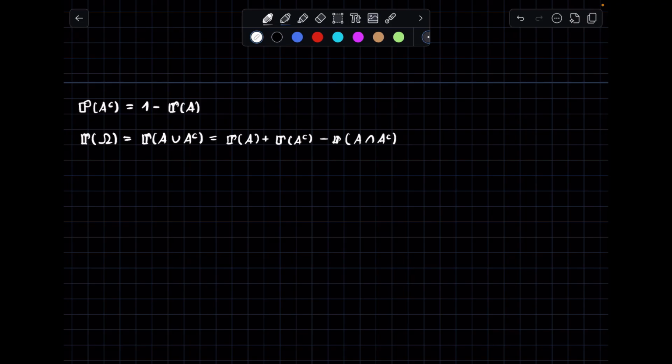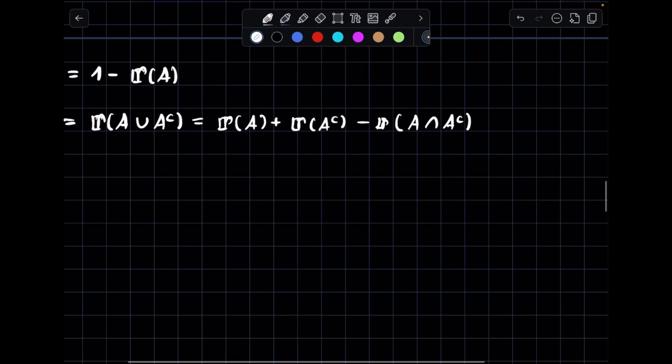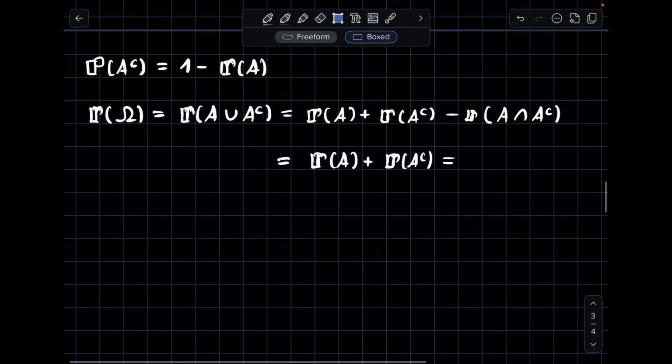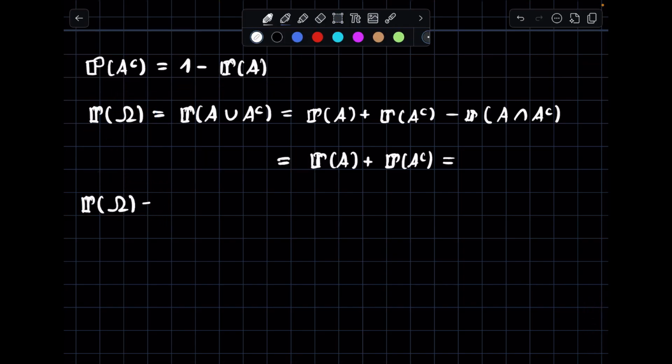As we know, there's no intersection, right? So this will simply be P of A plus P of A complement. Because they're complements, there's no intersection, so we can just ignore that. Now, we know for a fact that this equals 1, right? There's always a possibility for the whole sample space, it's always going to be 1.